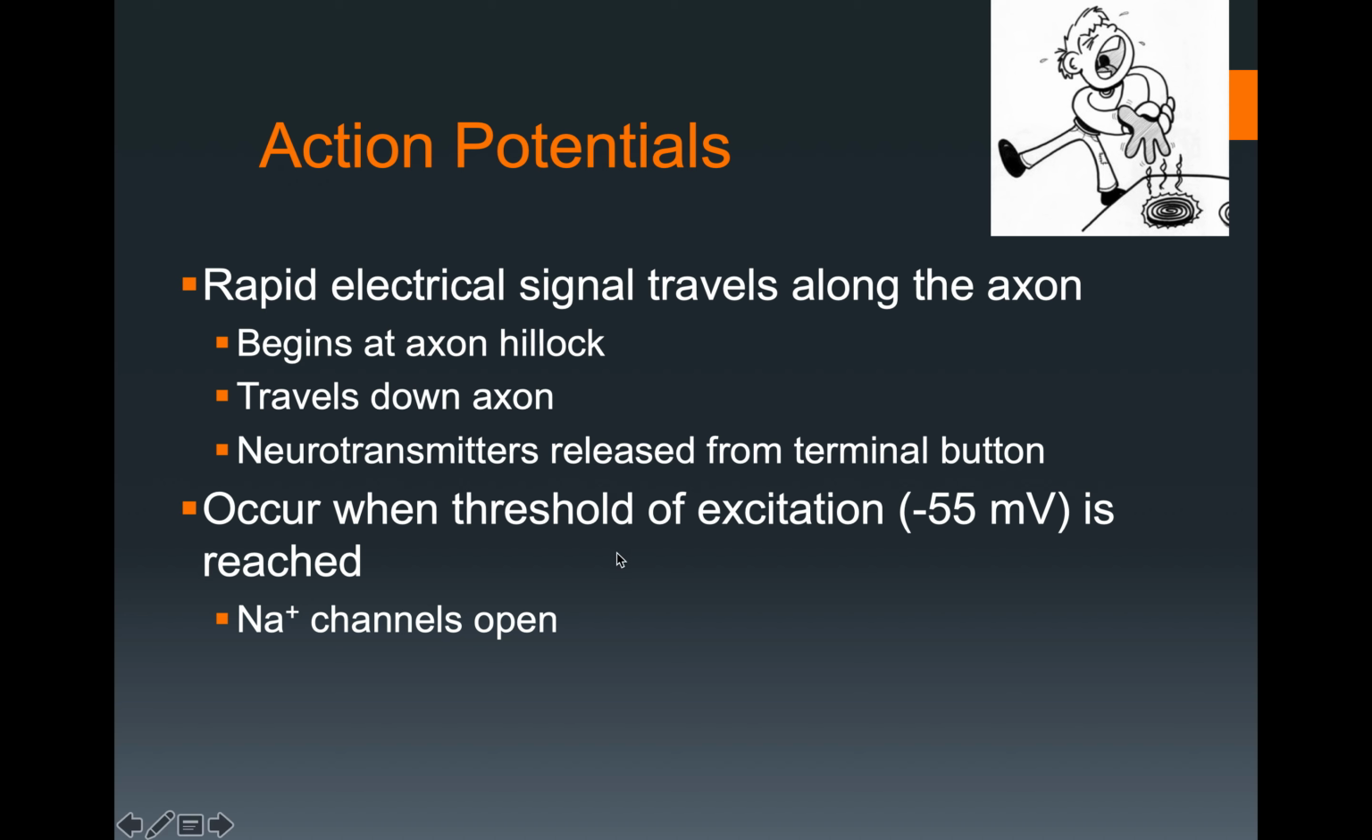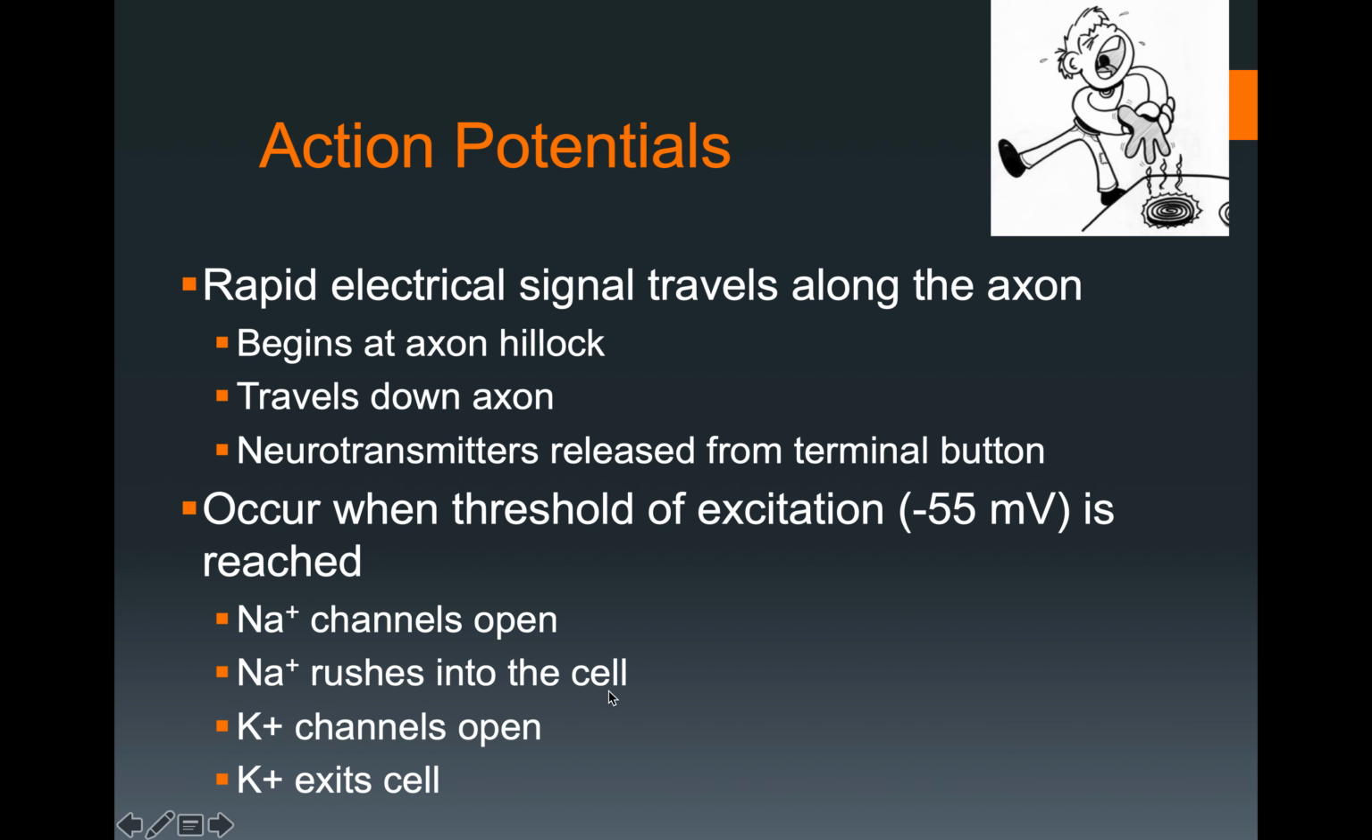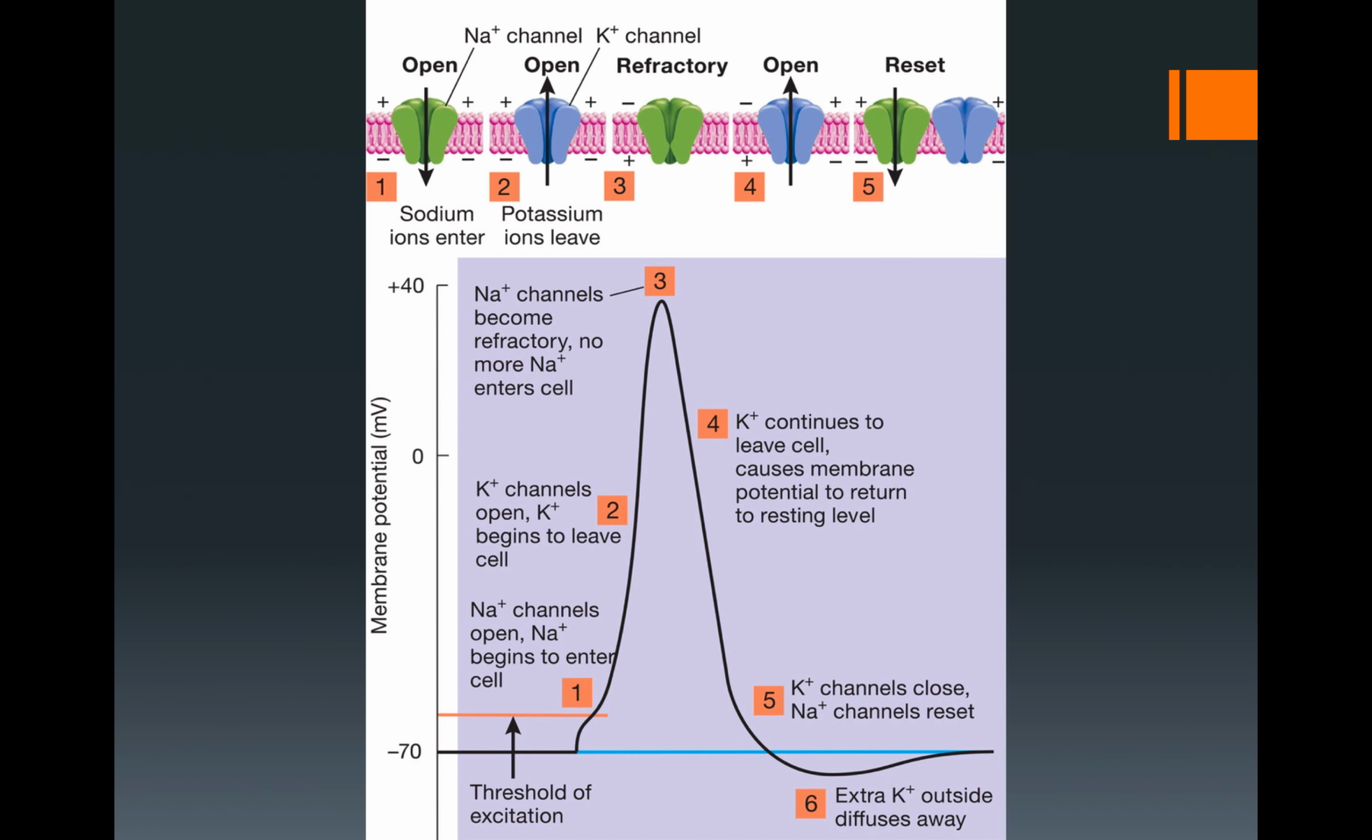When that threshold of excitation is reached, there are sodium channels that are voltage gated, meaning they respond to this change in voltage, and they open. Because there's more sodium outside the cell than inside, and because it's a positively charged ion that's attracted to the negative charge inside the cell, when the sodium channel is open, sodium rushes into the cell. You then have more potassium channels open, and potassium is going to rush out of the cell because it's going to go to an area with less of a potassium concentration.